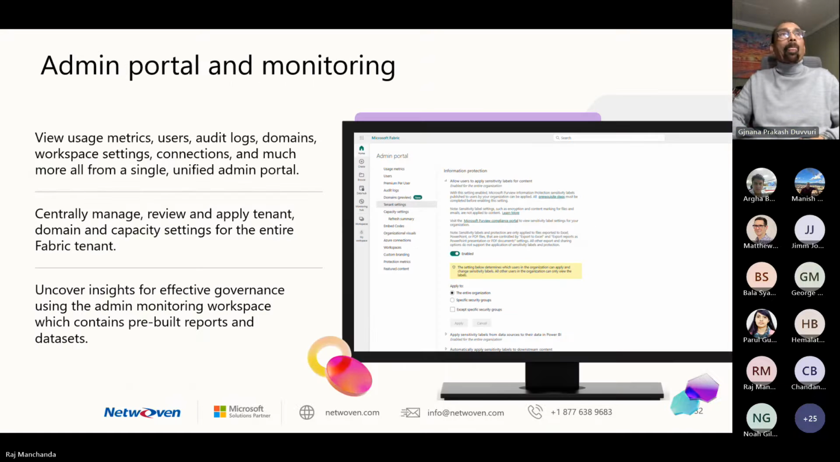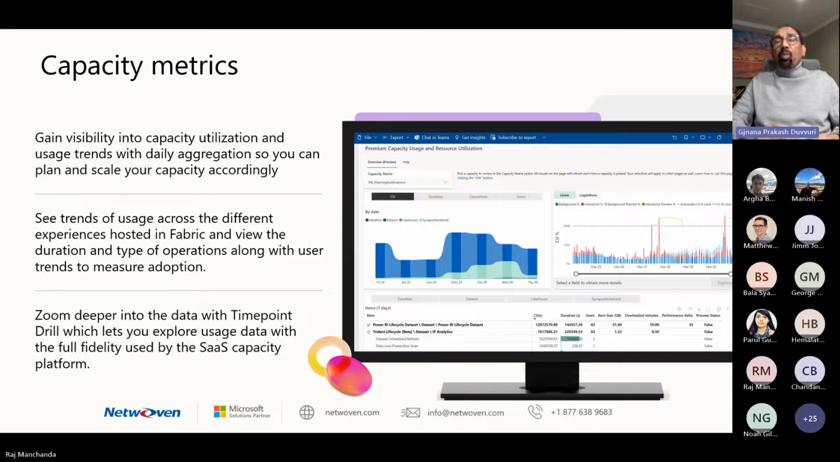Okay, next slide, please. Admin portal and monitoring, and metrics use audit logs and domains. This is the portal. Everything is there. A unified admin portal, centrally managed, and then you apply tenant, domain, and capacity settings for the entire Fabric tenant. Uncover insights for governance. And apart from that, it has a workspace with pre-built reports, and you can see in the report what is happening. Then capacity metrics is an app we can install that gives you the utilization and daily aggregations, everything. And apart from that, it explores data with full fidelity using the SaaS capacity platform. That's another advantage you have with capacity metrics. Okay, next slide, please.